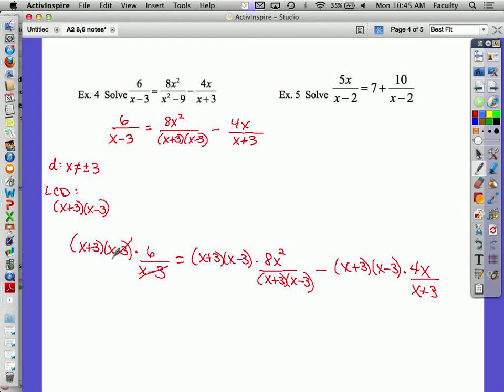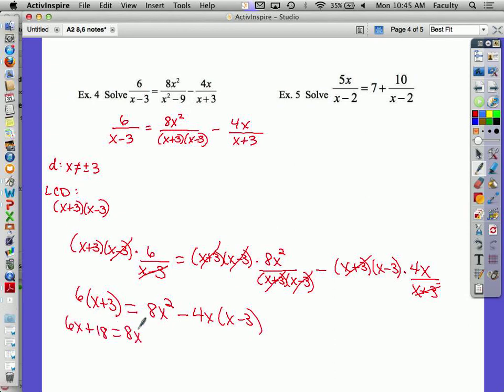Okay, so I'm going to cross out the x minus 3, and that leaves me with x times the x plus 3. Notice x plus 3, x minus 3 cancels, and I just have 8x squared. The x plus 3 cancels. Oops. And I get minus, and I'm going to put the 4x in front. Okay, do you guys notice how I just did the canceling? So this is 6x plus 18 equals 8x squared minus 4x squared plus 12x.